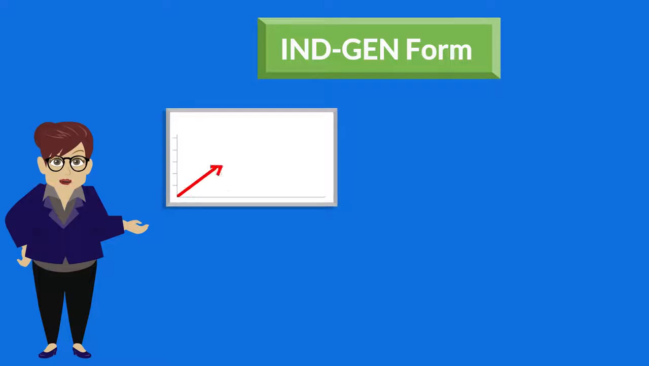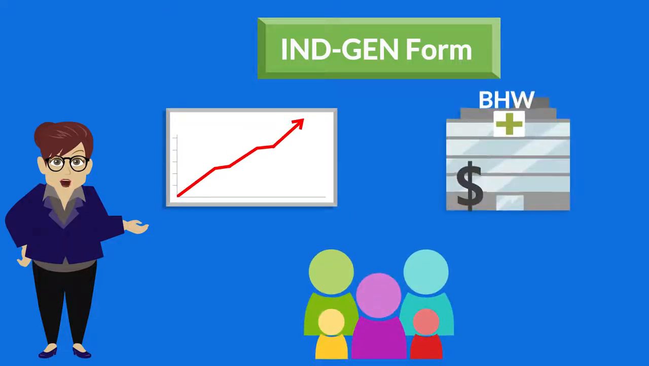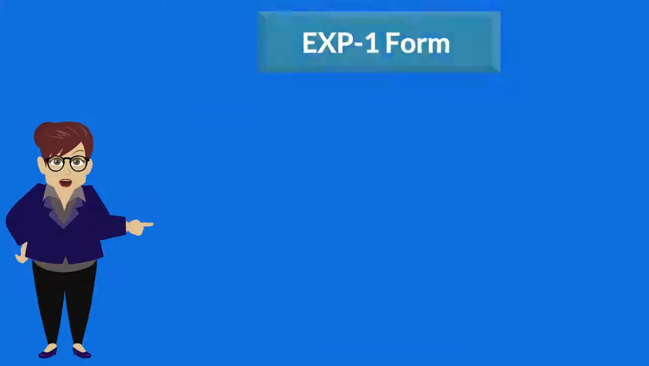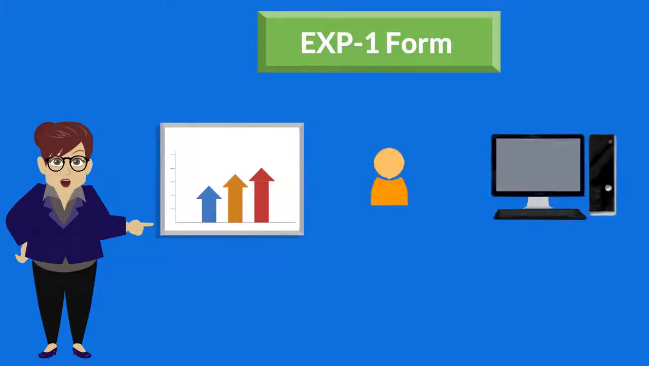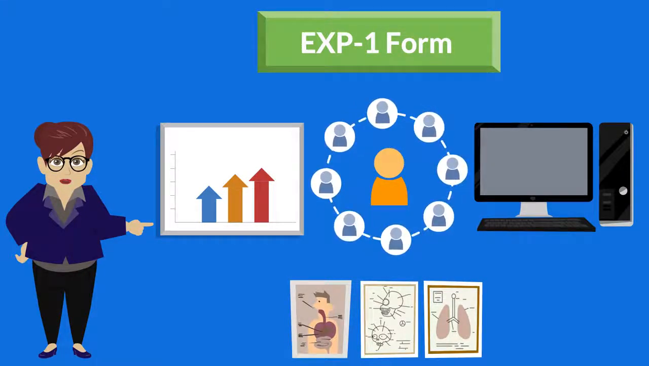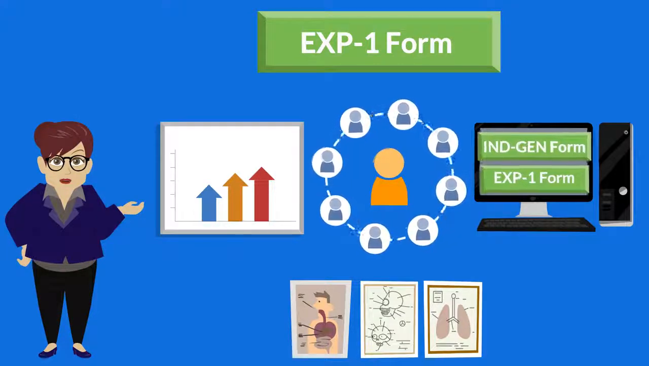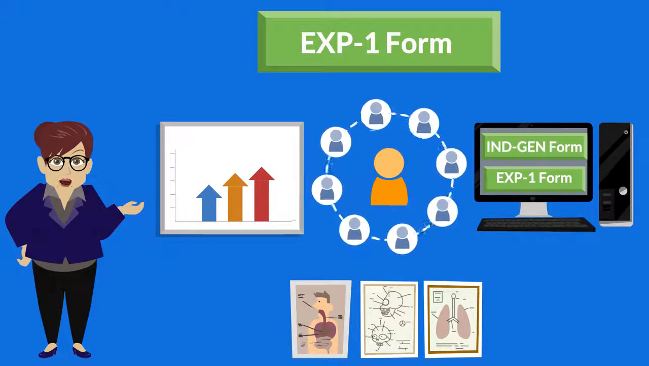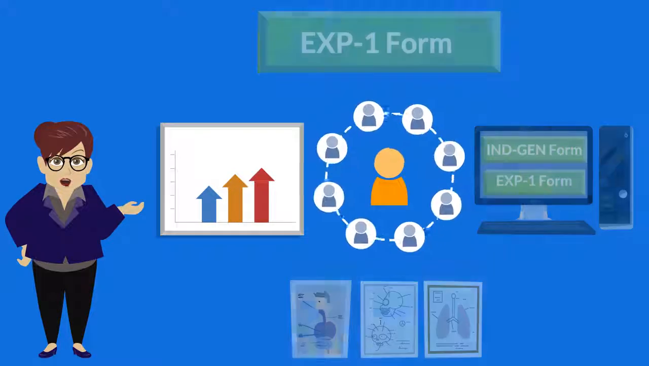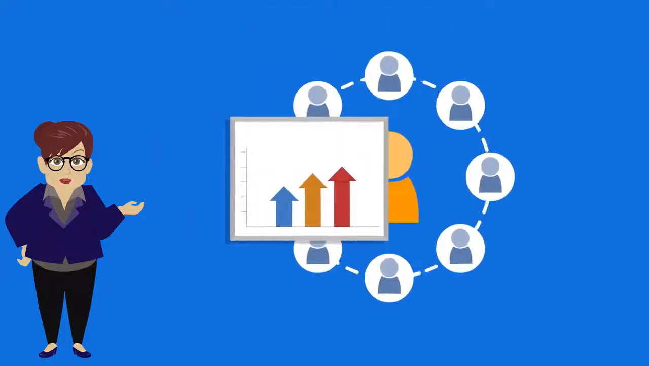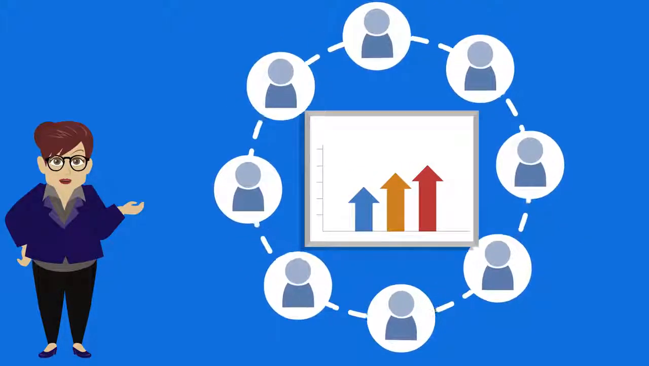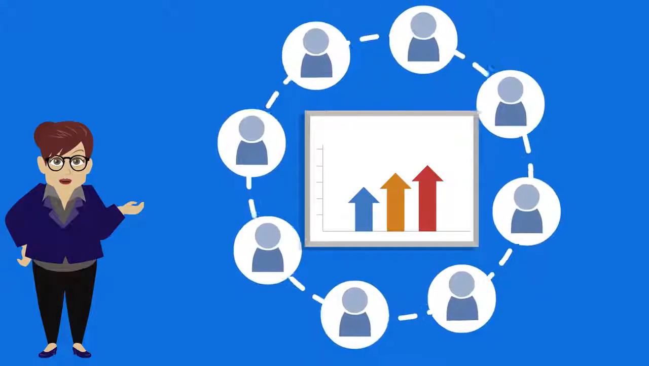The IND-GEN form tracks data for individuals who have received direct financial support from the Bureau of Health Workforce, BHW. And the EXP-1 form captures information about the names of sites used by grantees to provide trainees with clinical or experiential training. Both of these forms collect a great deal of data in several rows and columns by using an embedded Excel format. Since there is so much data collected in these forms, there is a helpful feature called the multi-user forms feature, which allows multiple people to work on the same form at the same time.